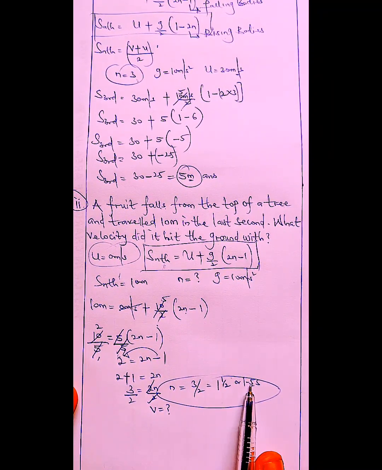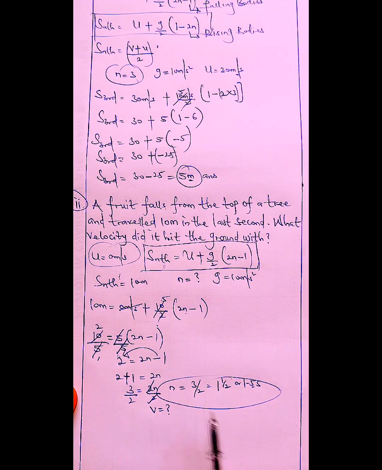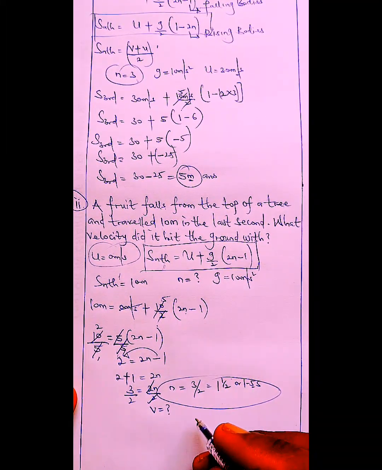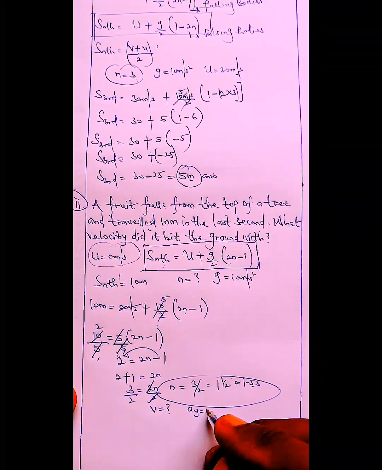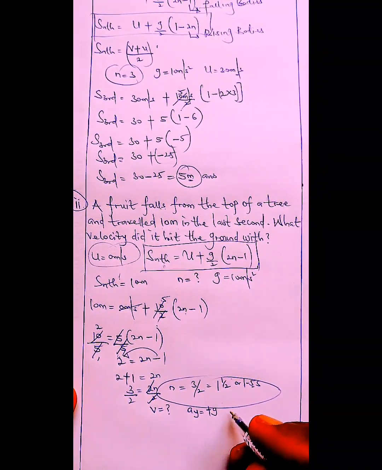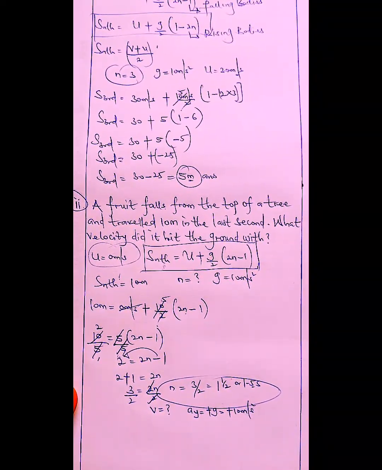So we have the time, 1.5. We have the initial speed. We have the acceleration. Don't forget that the body dropped, the fruit dropped. So the acceleration along the y-axis, which is gravity, is plus gravity, because the body dropped. That's plus 10 meters per second squared. So what is now the final velocity?